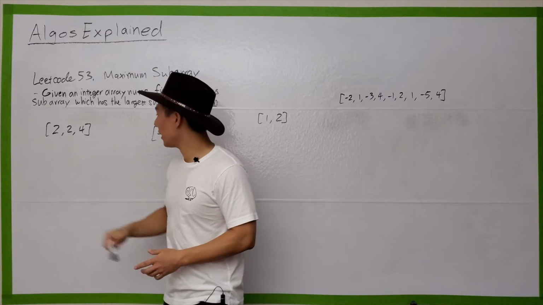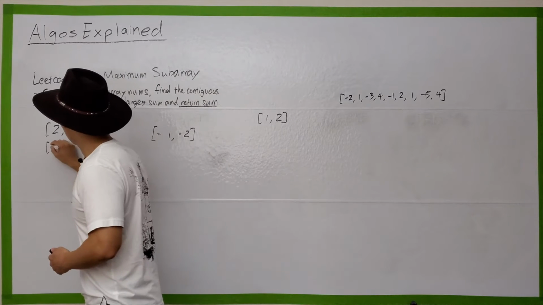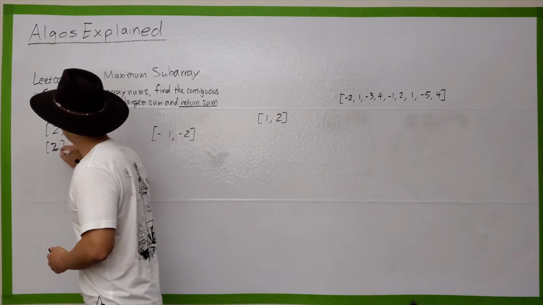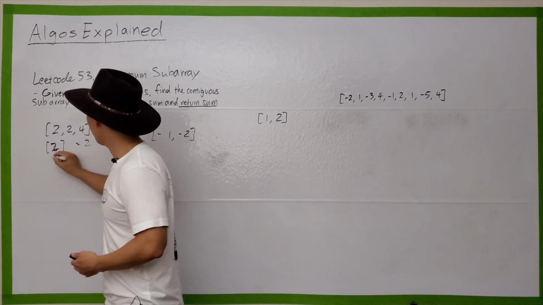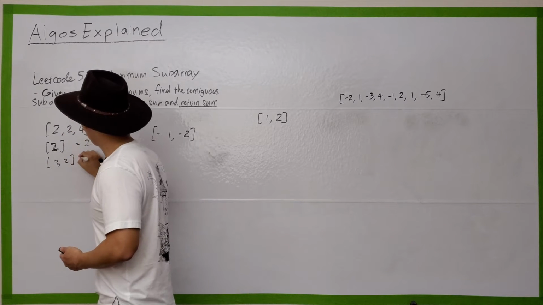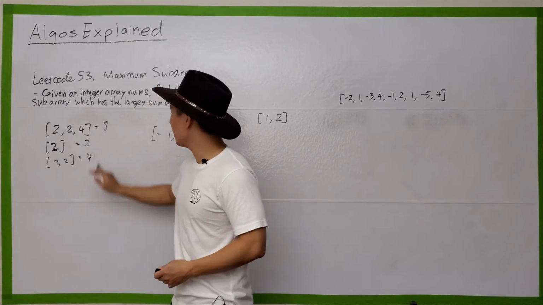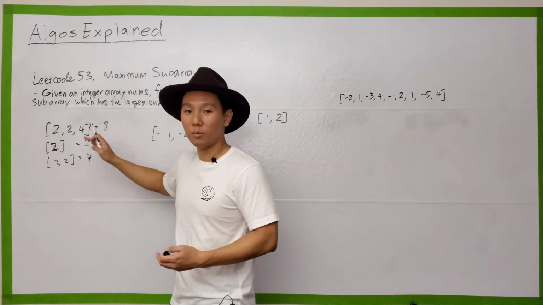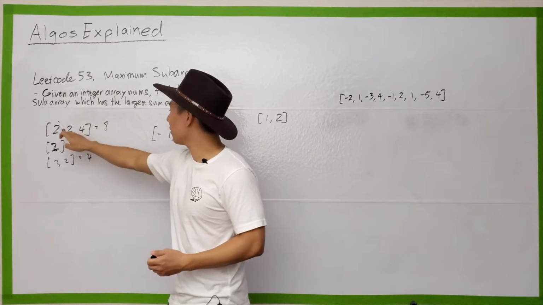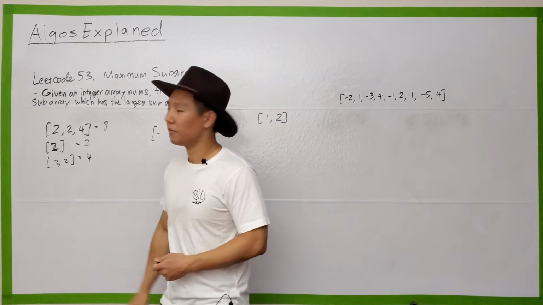And so we pretty much want the sum. If we had the 2 by itself, that sum would have been a 2. If we had the 2 and the 2, that would have been a 4, and altogether this would be an 8. In this one, we don't necessarily take away a subarray. The whole array was pretty good, and so we took 8 from that.